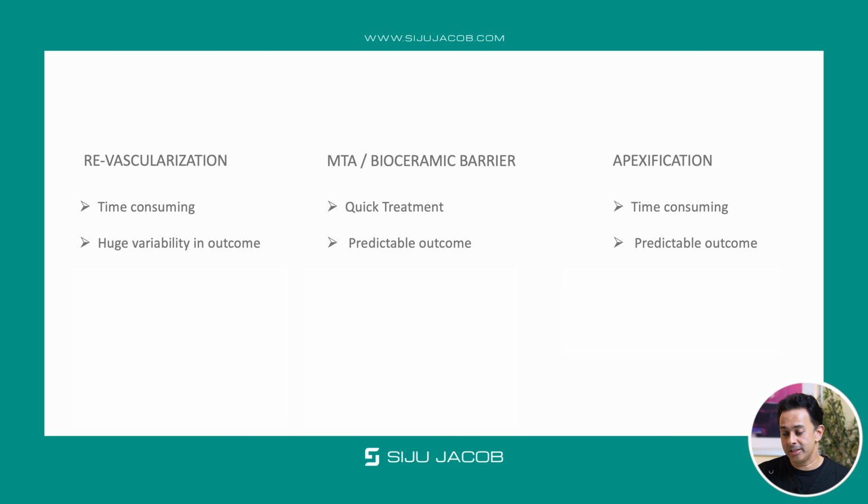The third big advantage is that revascularization improves apical closure and cervical thickening. So this is one of the good things that happens when revascularization works, provided it works. If it doesn't, of course, nothing happens.